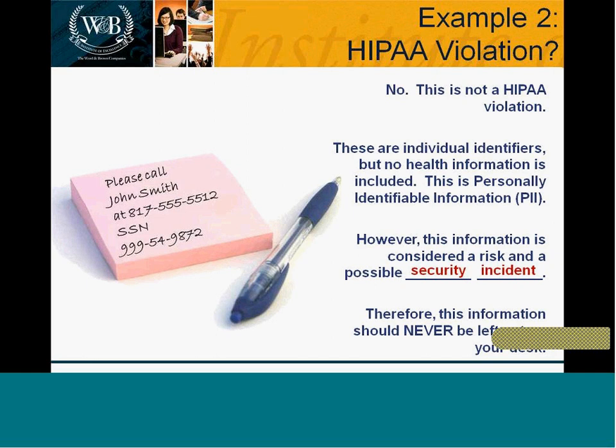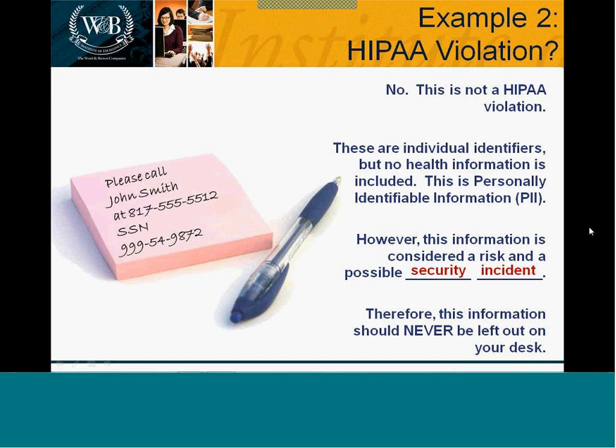As you see on the screen, it says, please call John Smith at 817-555-5512, and it has a Social Security number. Would it be bad practice to leave the Social Security number out? Of course it is. We don't leave a Social Security number out. Don't worry about that in the sense of a HIPAA violation, but we consider it a security incident and bad practice. Don't leave a Social Security number lying out on my desk for everyone to see. It's not a HIPAA violation just yet because all I have are personal identifiers.